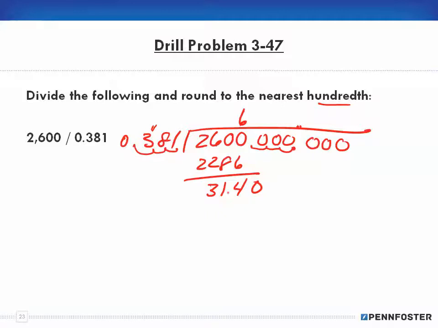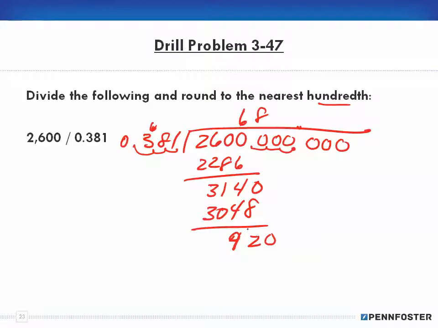380, 3 into 31. 3 times 9 is 27, so not too much. 3 times 8 is 24, that's 8. Times 8 is 64. Carry my 6. 3 times 8 is 24 plus 6 is 30. Bring down a 2. That's from 3 is 4. I'm sorry, it's 9. So my remainder is 92. Bring down a 0.